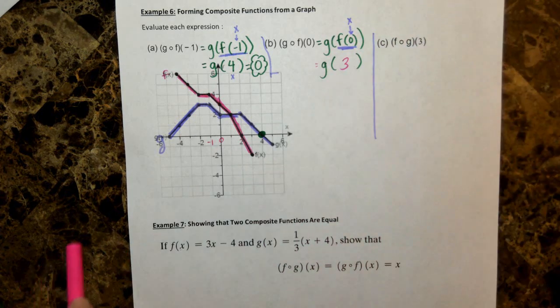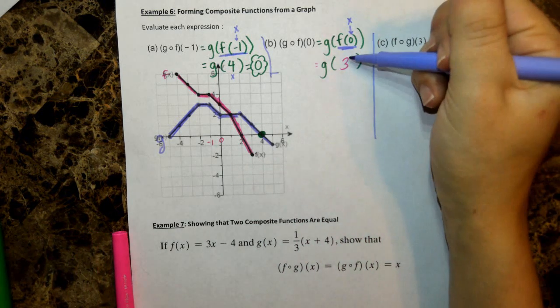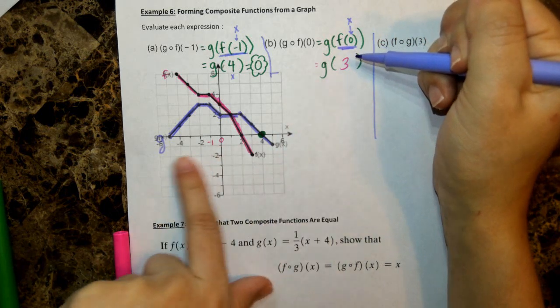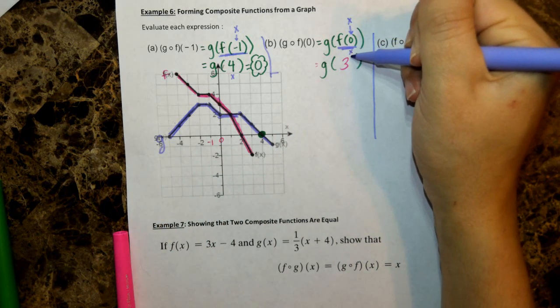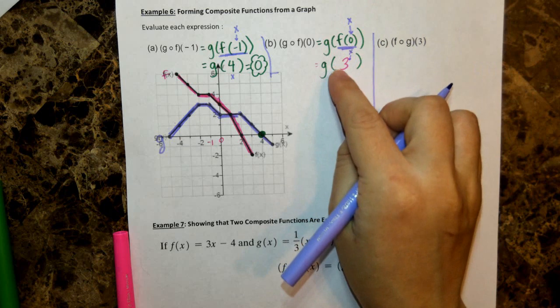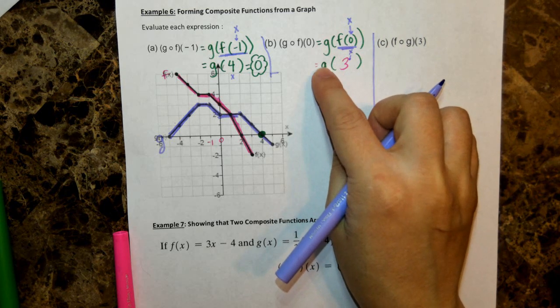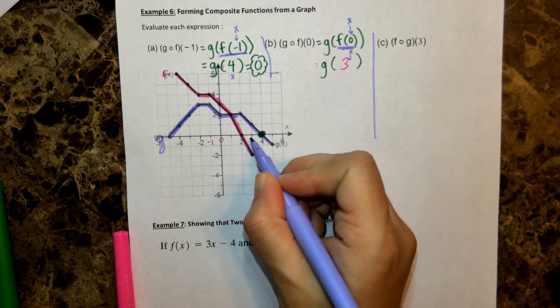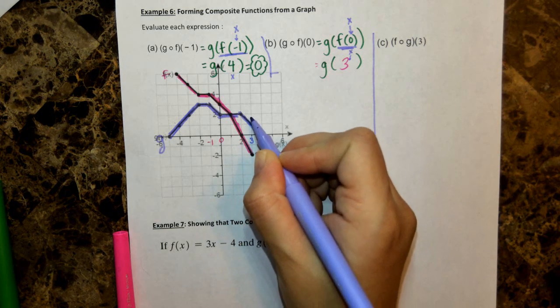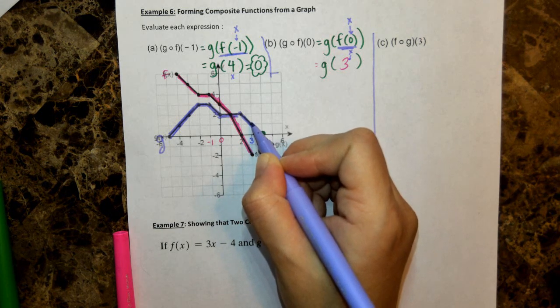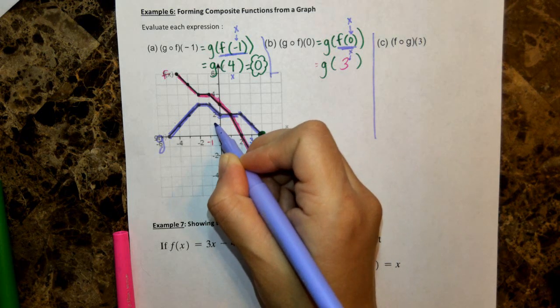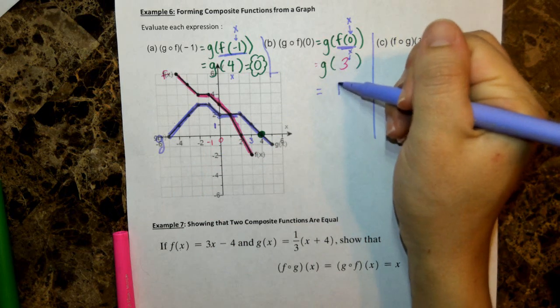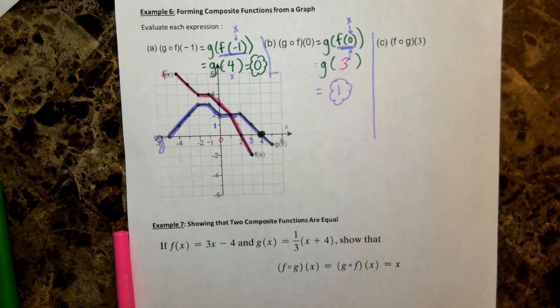Okay. And then I'm going to do that same process again. Look at my graph. Now we're looking at the g function, which is this purple one. I'm going to look when x is 3, what is the g function worth? So when x is 3 on my x-axis, which is right here, what is the y value of the g purple function? The y value when x is 3 is positive 1. So this whole thing equals 1. There we go.